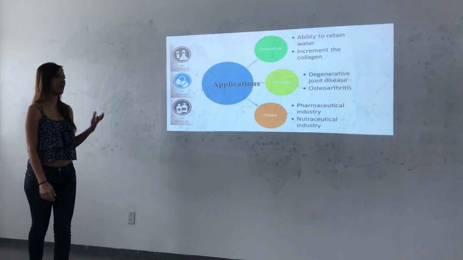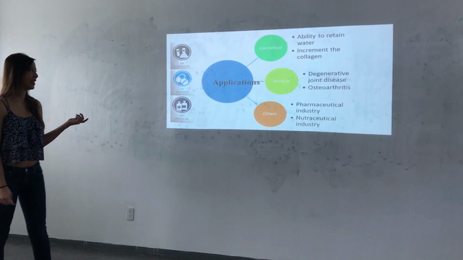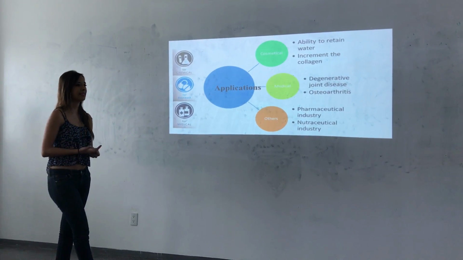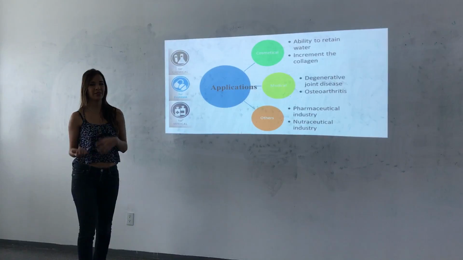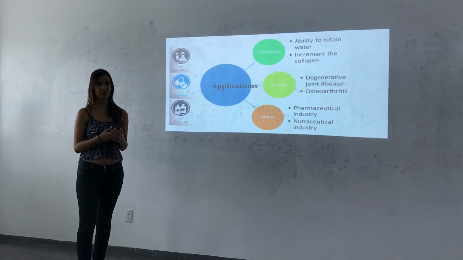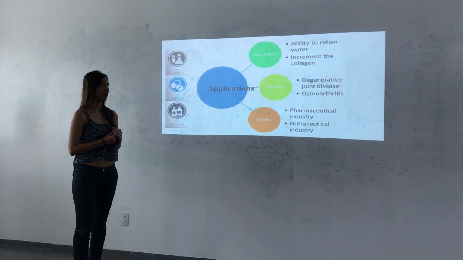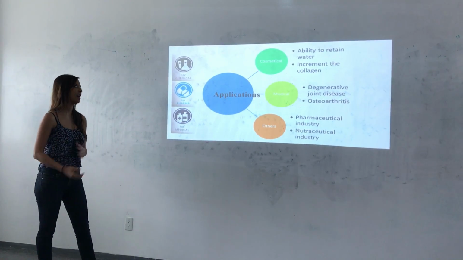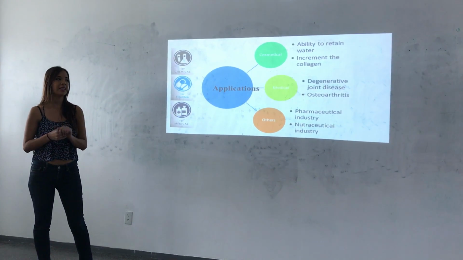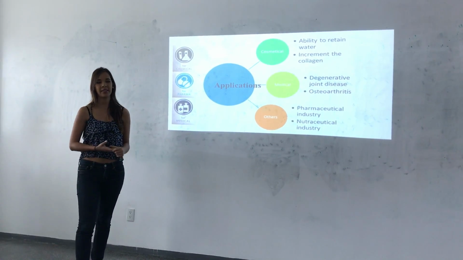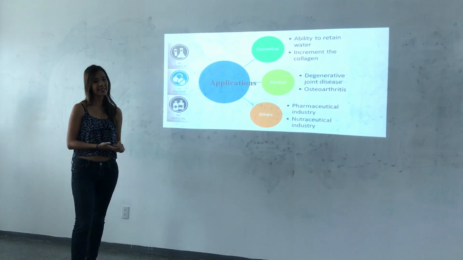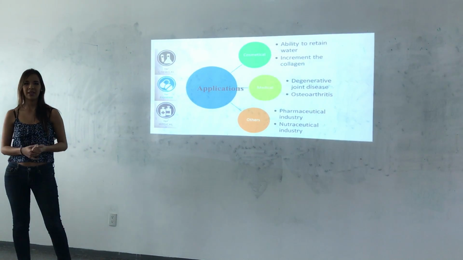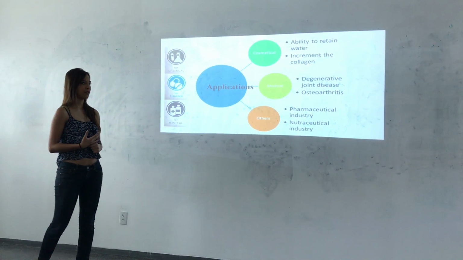Among the applications that hyaluronic acid has are cosmetic applications. It has the ability to retain water, and this is amazing because then we can use it to increase the collagen in the skin, and this way regenerate it. Also, in medical applications, it is used in degenerative joint diseases and osteoarthritis. And among other applications are the pharmaceutical industry and the nutraceutical industry.